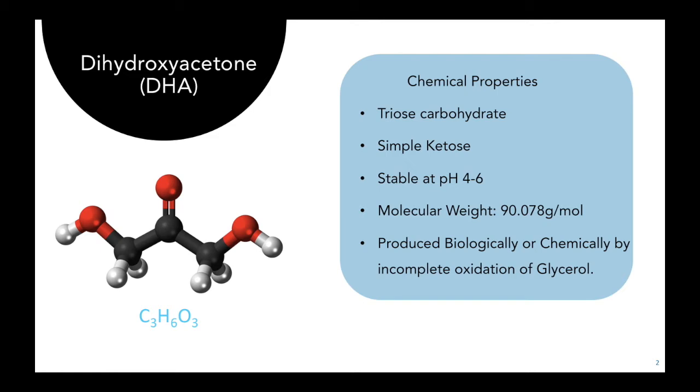With the chemical formula C3H6O3, DHA is a triose carbohydrate which has significance in biological mechanisms of both eukaryotic and prokaryotic organisms. The molecule is produced as a byproduct of fructose metabolism in humans and oxidized glycerol in microorganisms.